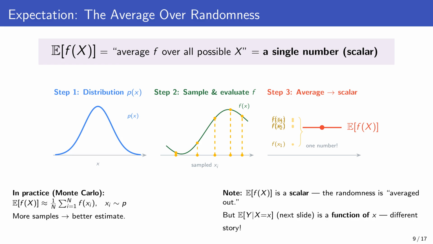One important note before we move on. E of f of x is a scalar, a single number. But the conditional expectation E of y given x equals x, which we will see next, is a function of x. For each value of x, you get a different number. That distinction will be critical in Lecture 4, where the marginal velocity is a conditional expectation, a function defined at every point in space.